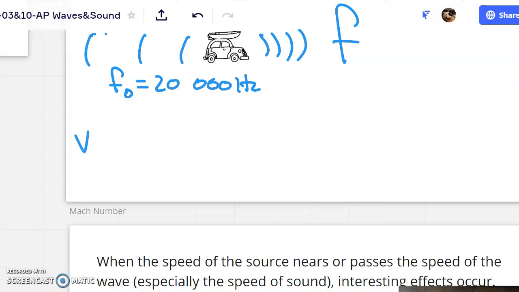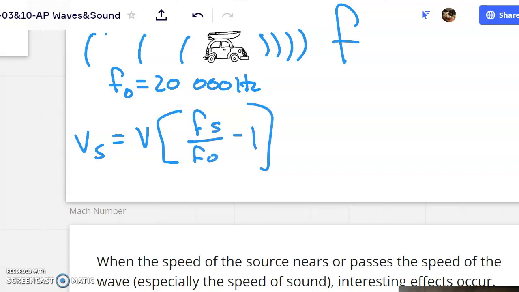And so you can stop the video, and you can see if you can get to the point where we say that the velocity of the source is the velocity times the frequency of the source divided by the frequency observed minus 1. So again, stop the video and see if you can go from that equation that I have circled above, to this one.